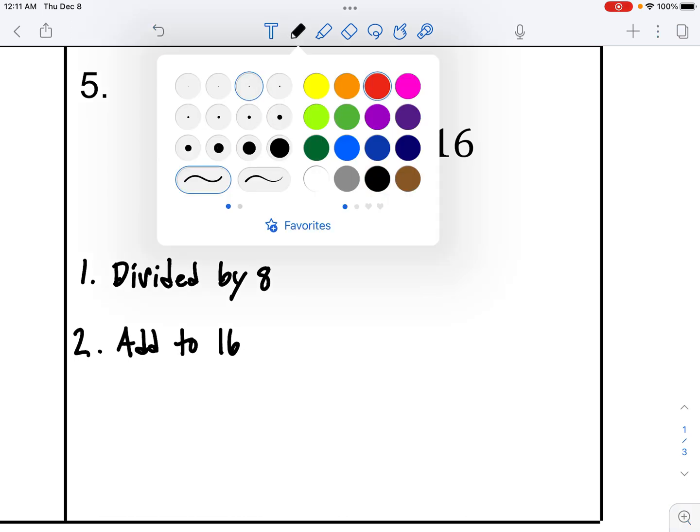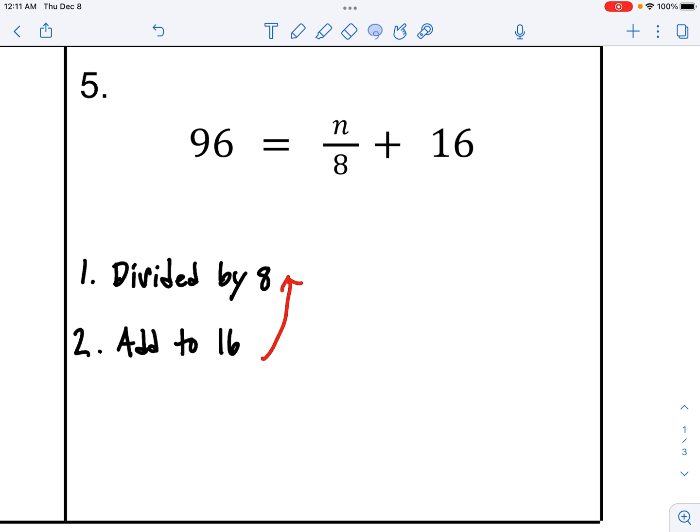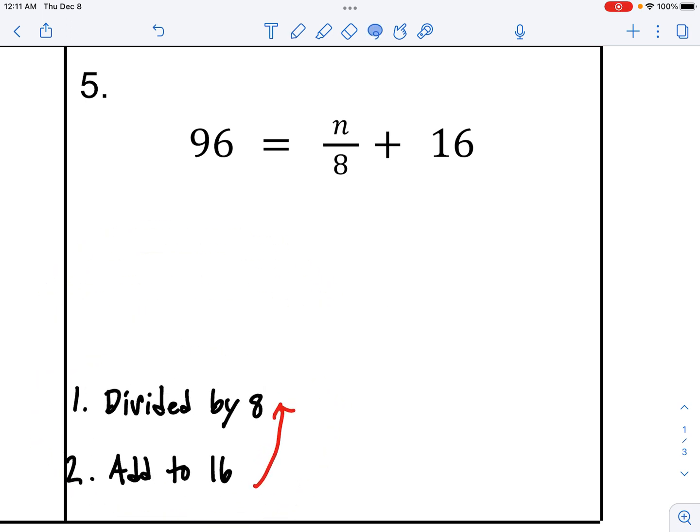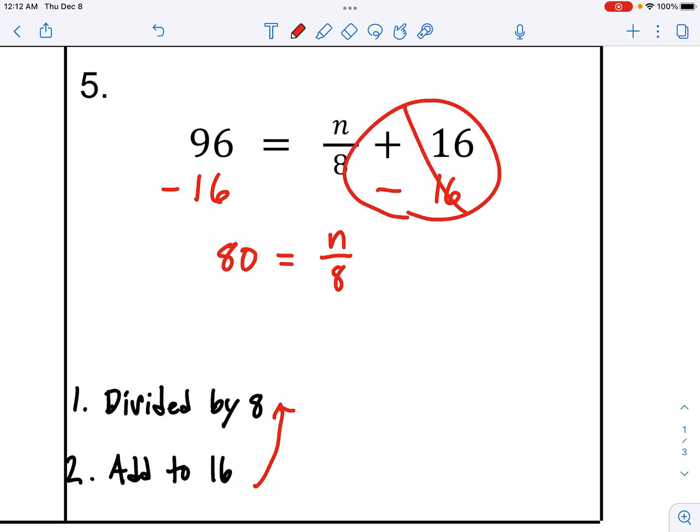So we're going to go backwards using our inverse operations. So to undo adding 16, I want to subtract 16. What I do to one side, I must do to the other side. 96 minus 16 is 80, and that's equal to n over 8. Because this part's gone. 16 minus 16 is 0. All right, we've dealt with that.